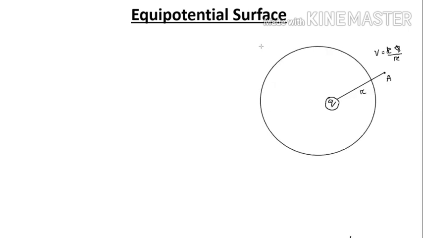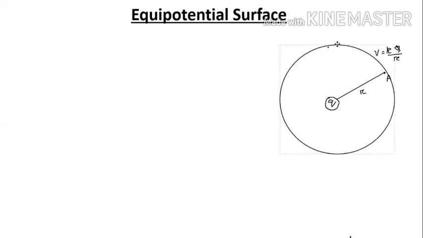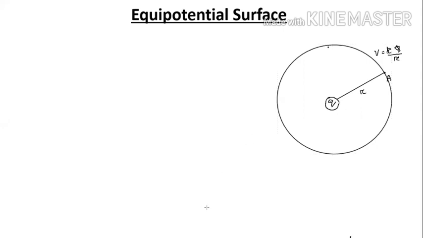So right now, we will assume that this Q is located somewhere in this region, and we consider another point, let's say A. We know that due to this Q charge, we will have a certain potential value, and that potential is nothing but KQ by R. This R is the distance from this Q to point A. Now if we draw a sphere with this radius R, that means this Q is at the center of the sphere.